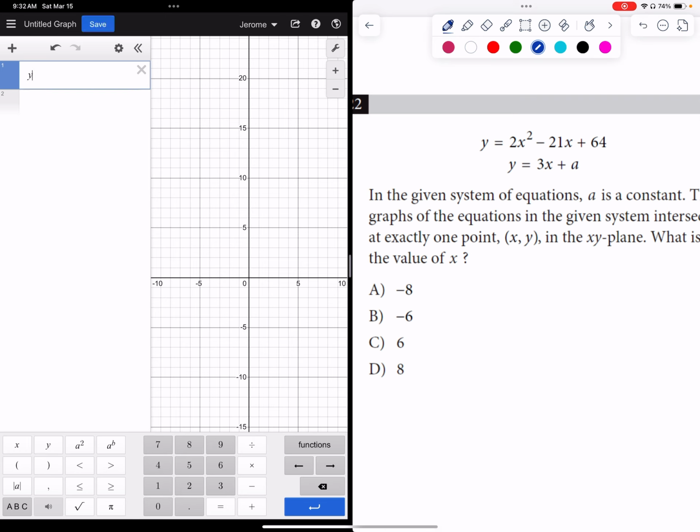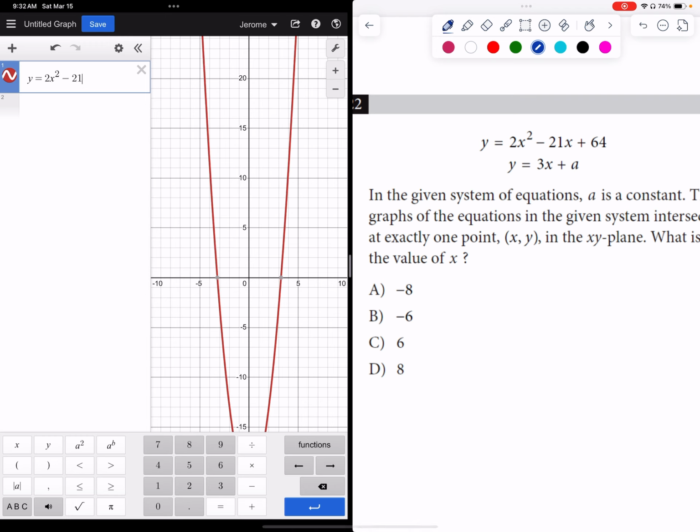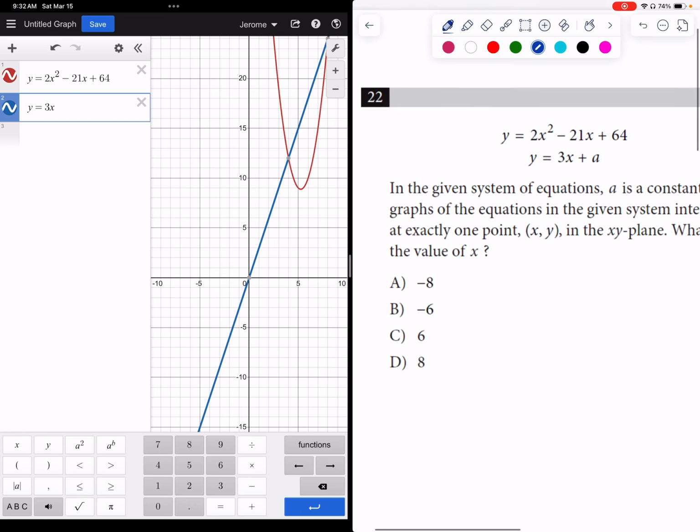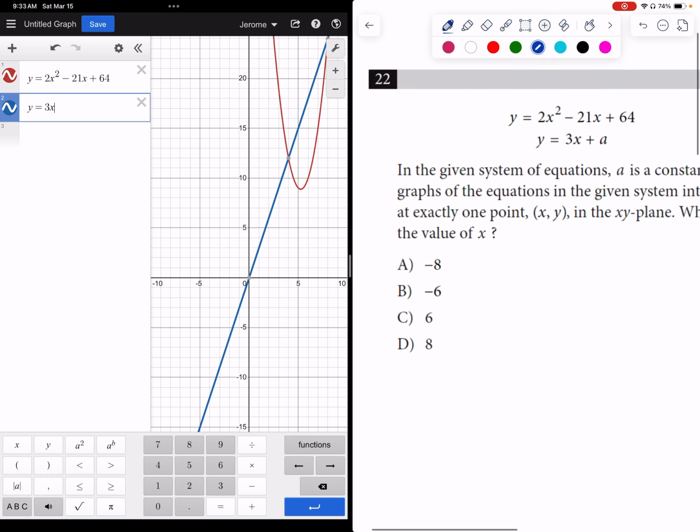We've got y is equal to 2x squared minus 21x and then plus 64. And there you go. There's your parabola. And then we want to make a line that's going to intersect this guy, which is y is equal to 3x. And then don't actually use your answer choices here as possibilities. The reason why is because these answer choices over here are supposed to be the values of x. They're not the values of a.